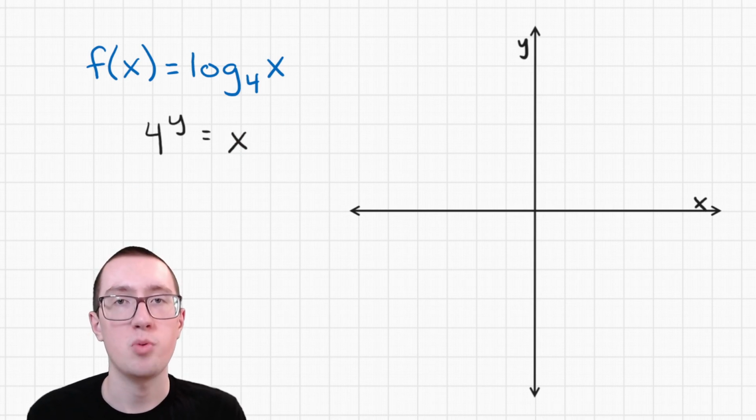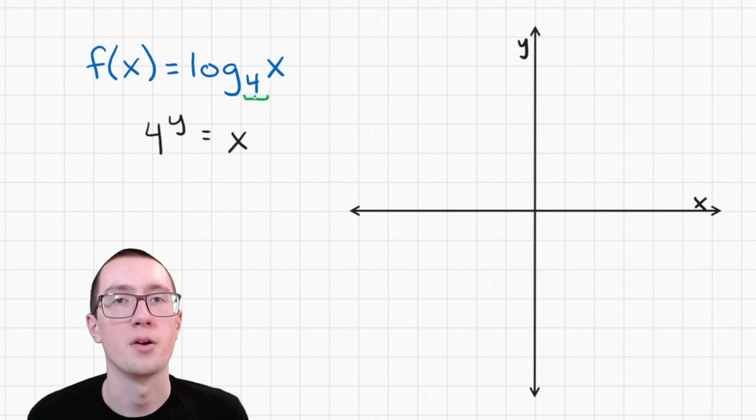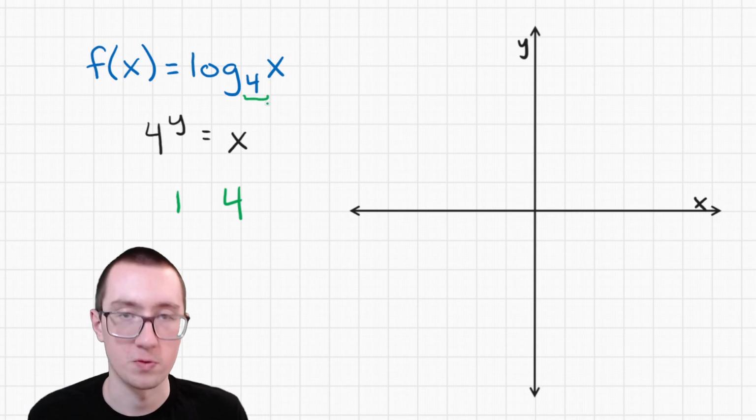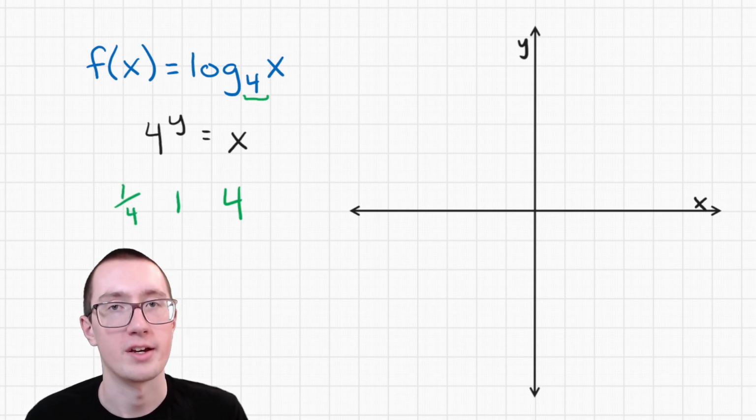So here are the 3 points that you should always put in to graph a logarithmic equation. So first of all, you need to know what our base is. Our base is 4. So you should always plug in the base, you should always plug in 1, and you should always plug in 1 over the base. So in that case, that would be 1 over 4. And there's a reason for that, and I'll show you why.